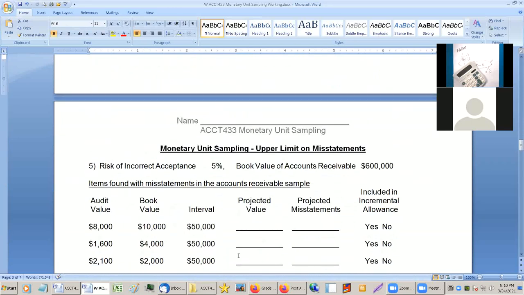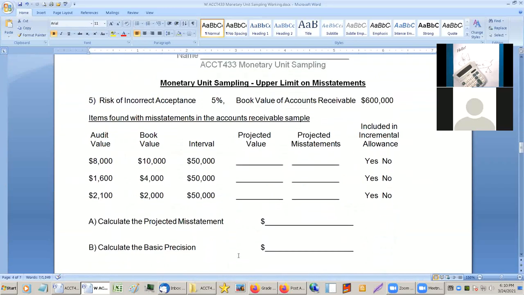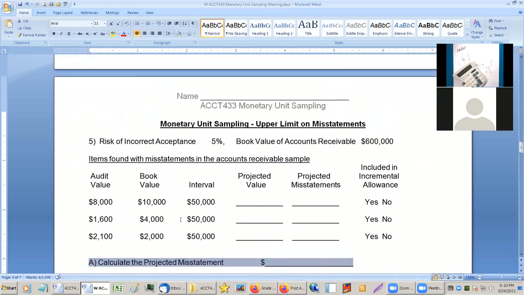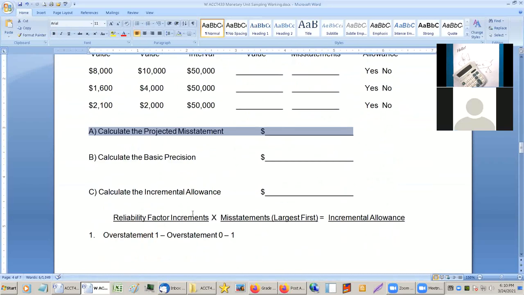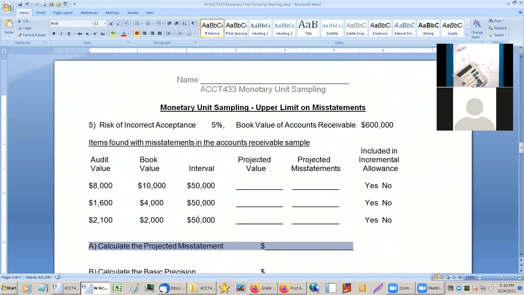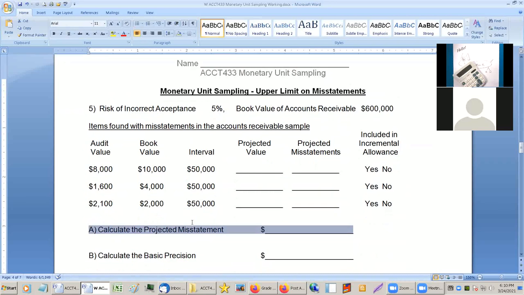Okay, now page five. We're going to kind of put it together and calculate the projected misstatement, which we kind of did on the other page. Page five or page four, number five? Oh, I don't know. Page four, I'm sorry, page four, number five.